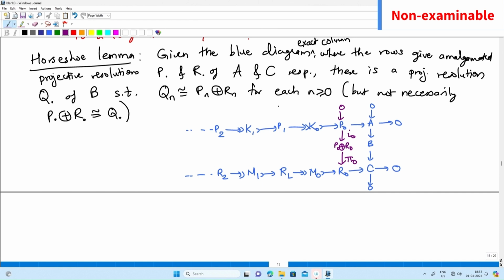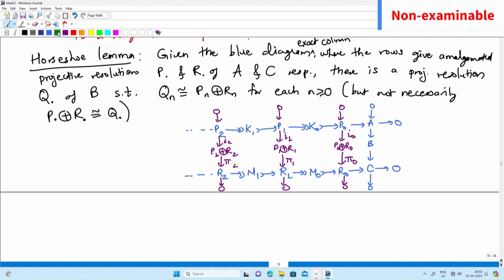Then similarly, I will have something here: P1 direct sum R1 and 0 here as well. This is pi 1, this is I1. And this is also the same thing, P2 direct sum R2, 0 here, and then 0 here, this is I2, pi 2. Okay.